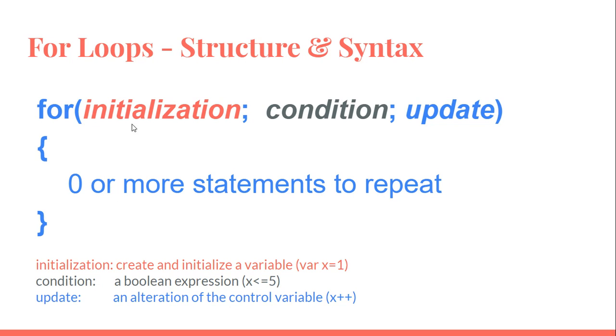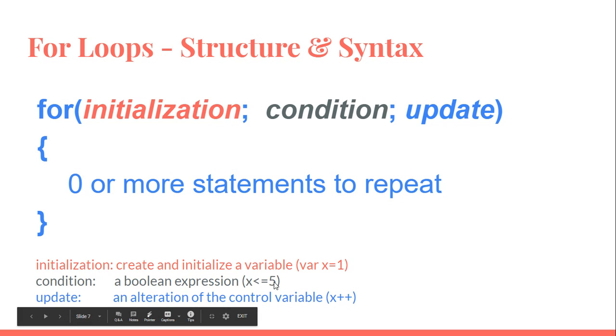So the initialization here is we're going to create and initialize a variable. So for example, var x equals 1. The condition is something that will evaluate to true or false that uses the loop control variable, a Boolean expression, something like x less than or equal to 5.